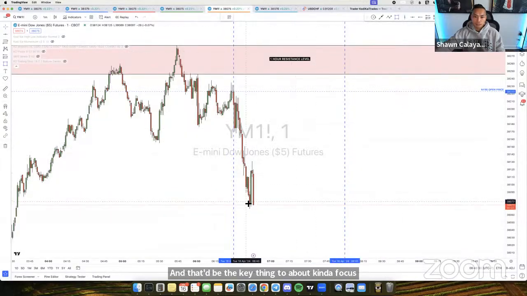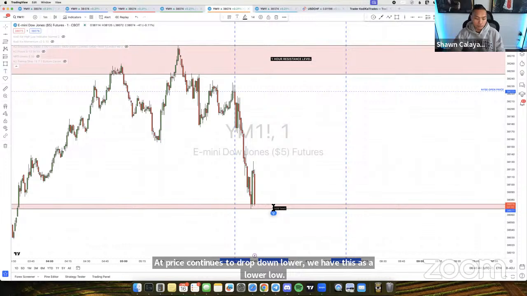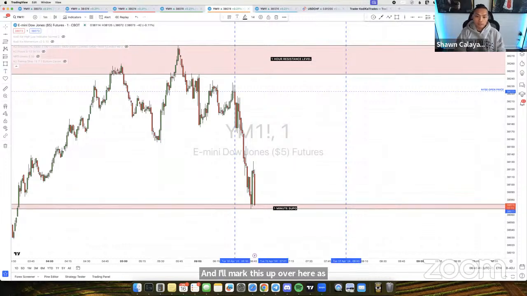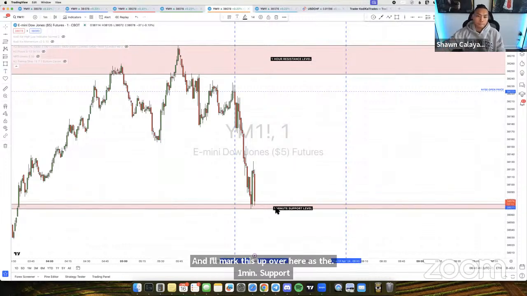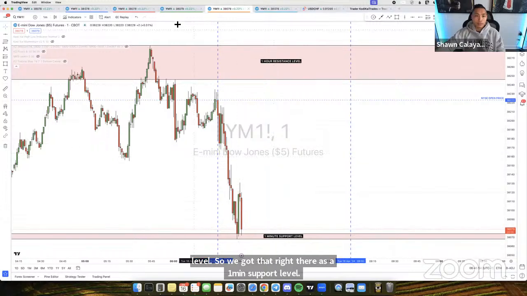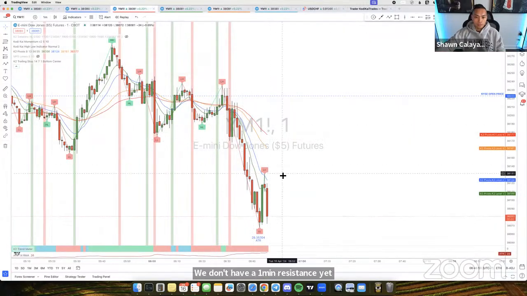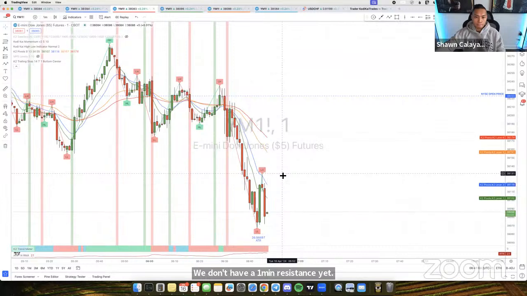If price continues to drop down lower, we have this as a lower low. And I'll mark this up over here as the 1 minute support level. So we got that right there as the 1 minute support level. We don't have a 1 minute resistance yet. But we'll see here as price continues to move along.